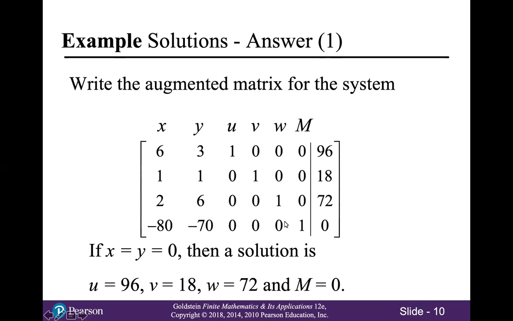So the easiest way to get a solution given any particular matrix is to look for the columns that do not look like the identity matrix. So that would be X and Y in this case, and set those variables equal to 0.